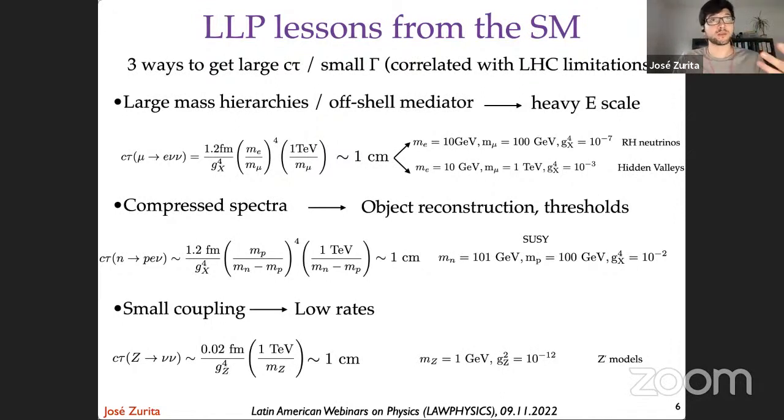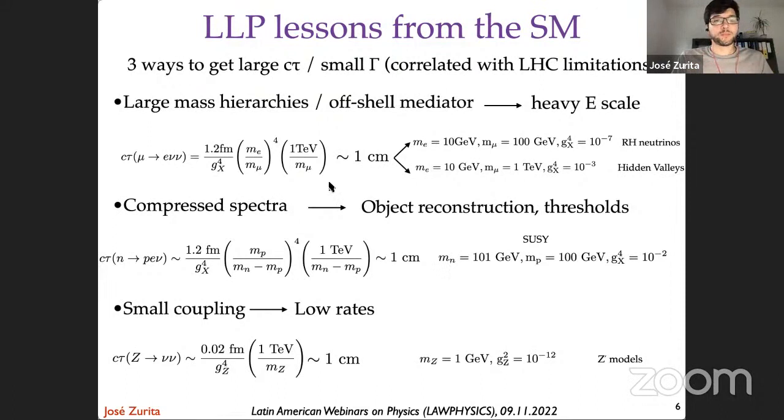I'm not trying to make the claim that BSM should be like the standard model. All I'm saying is that the mechanisms that make particles long-lived can apply to other BSM theories. And I will try to also tell you, in each of these cases, what the LHC limitation is that doesn't allow us to be fully sensitive to these scenarios.